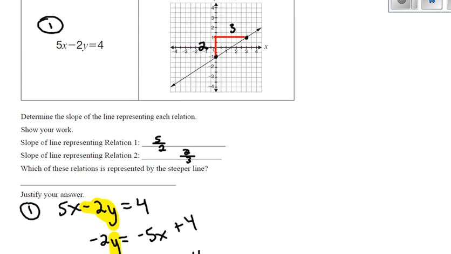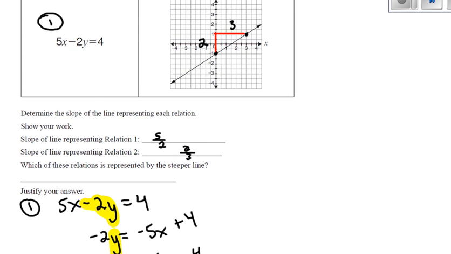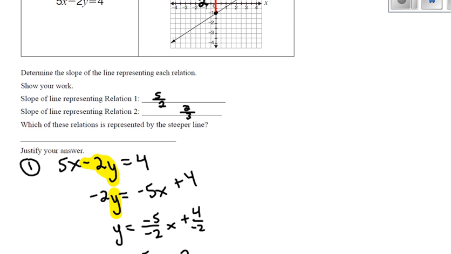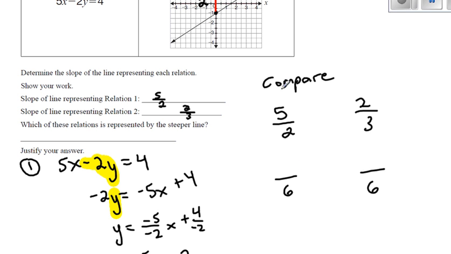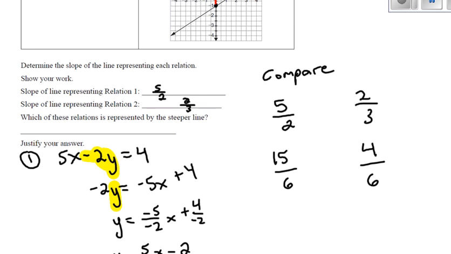Now, which of these relationships is represented by a steeper slope? So there's a couple ways you could do it. So let's compare 5 over 2 and 2 over 3. Well, it's very, very hard to compare fractions if you don't have a common denominator. So let's make common denominators. So let's see what happens if we make both of them into fractions over 6. So here I'm multiplied by 3, so that's 15 over 6. Here I'm multiplied by 2, so that's 4 over 6. So now I can actually compare the slopes.